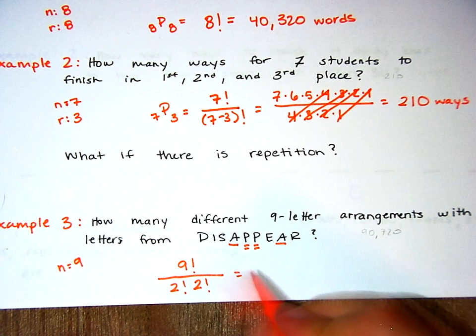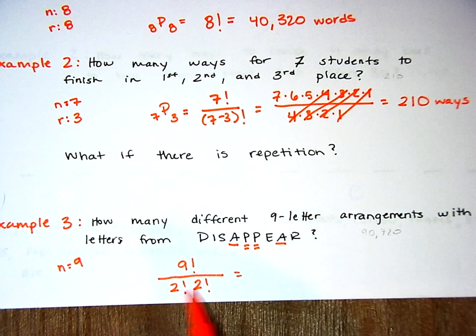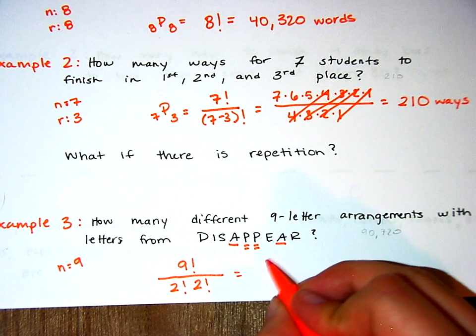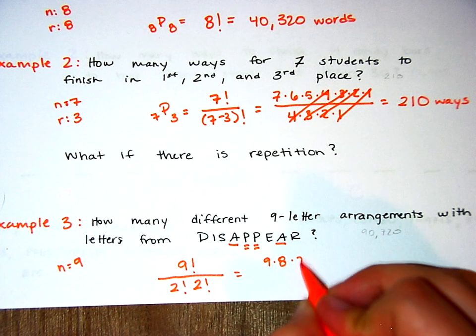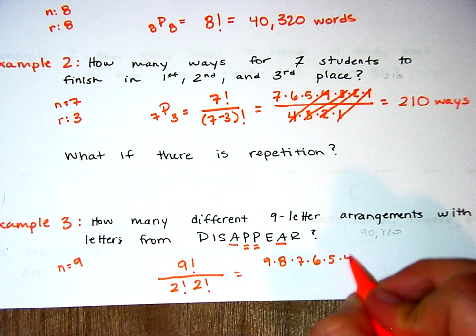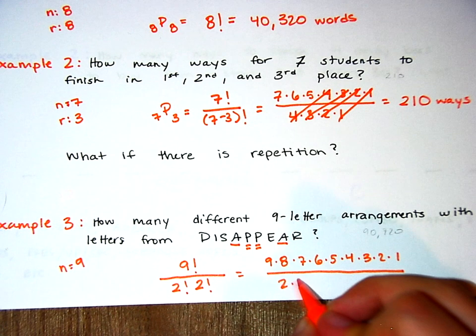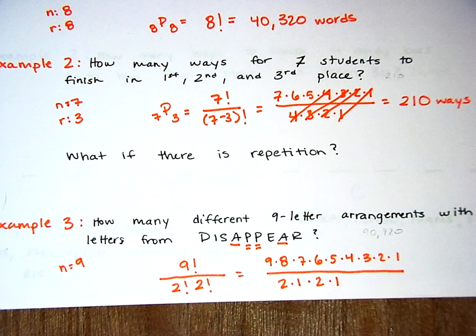Be careful here, this is 9 factorial on the top. This is not 4 factorial. This is 2 factorial times 2 factorial. Make sure you don't mix that up. So 9 factorial, 9 times 8 times 7, all the way to 1. And then down here it's 2 times 1, 2 times 1, right?